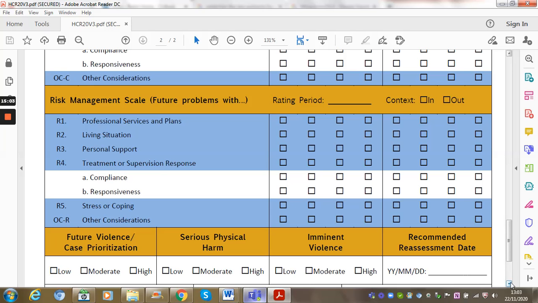The risk management scale is what likely threat are they going to pose in the future. Now, obviously, as we said, if they're actually dead anyway, then you've got to pretend they're still alive so that there is a future for them to pose a risk in. So R1, professional services and plans. Will they need professional services should they ever get out of prison? So support from probation officers, for example. Or do you feel that they are safe enough to be left to their own devices?